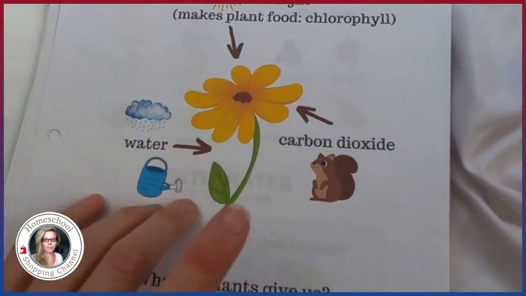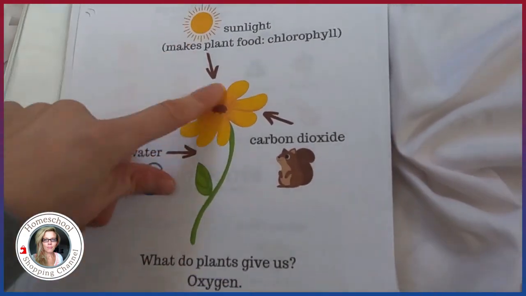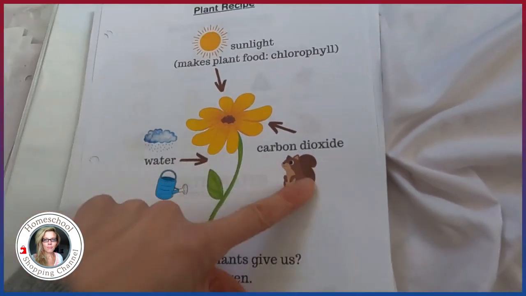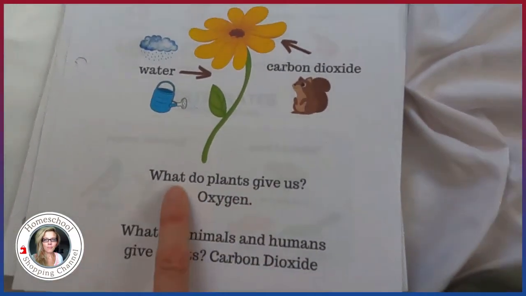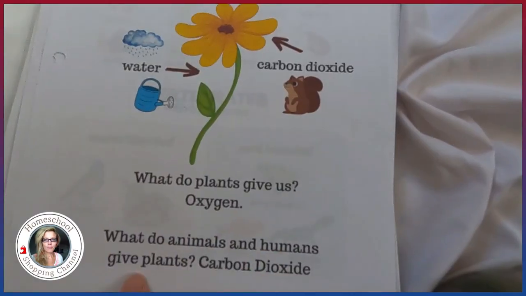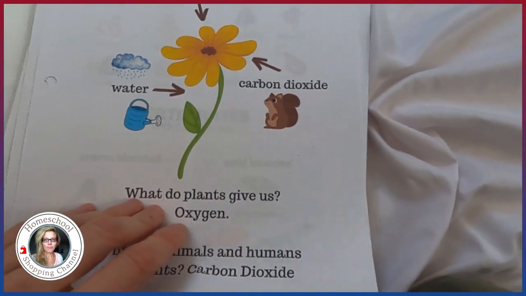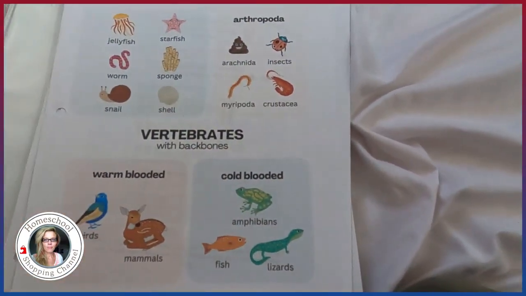Okay, this again is from their grade 2 science, I think, with Becca. Sunlight equals water, and carbon dioxide comes from plants. So the main point is, what do plants give us? Because it's like a cycle, right? Plants give us oxygen, and what do animals and humans give plants? Carbon dioxide. So this was like the plant recipe, but they memorized it, so I just took it out because they don't need to know that.